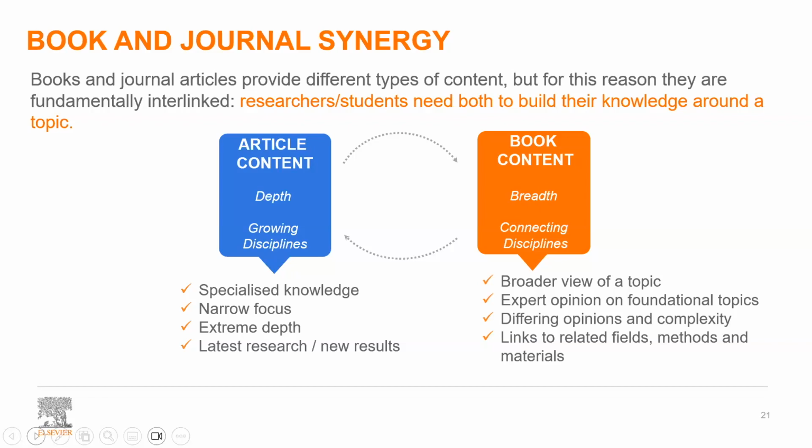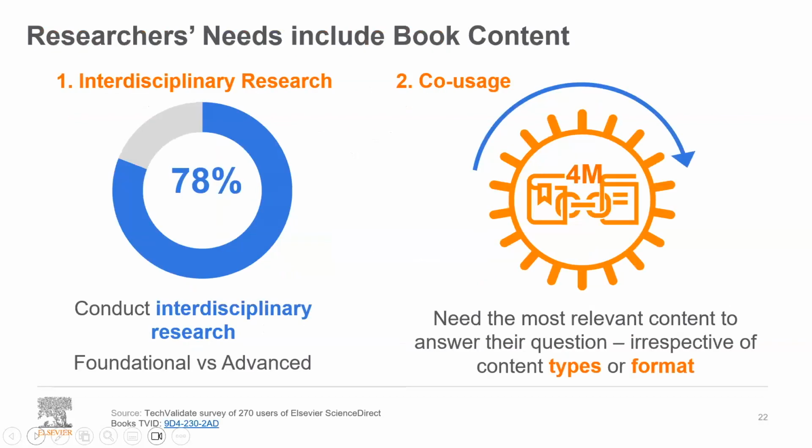Book content, on the other hand, provides breadth in connecting disciplines together. It provides a broad view of the topic. It allows for expert opinions on multiple foundational topics, and the complexity of the differing opinions can all be collated into one source. Finally, books have the ability to provide related field methods and materials all in one place. All of this is equally important to researchers and students.